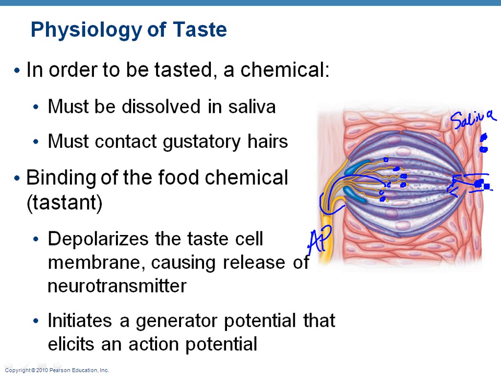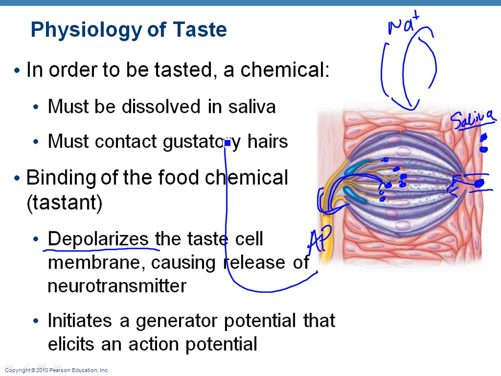So again, the food molecule is dissolved in saliva. It comes through the taste pore. It makes contact with the gustatory cells, gustatory hairs. That contact depolarizes the taste cell. So hopefully we remember depolarizing. We're going to have a flood of positively charged ions, sodium, flowing into the cell. That's going to cause a neurotransmitter to be released, and that again is going to create a threshold potential. If the stimulus is strong enough, that will create an action potential. That action potential will go to the brain, and the brain will decide what to do with the information it was just given, or what you've tasted.